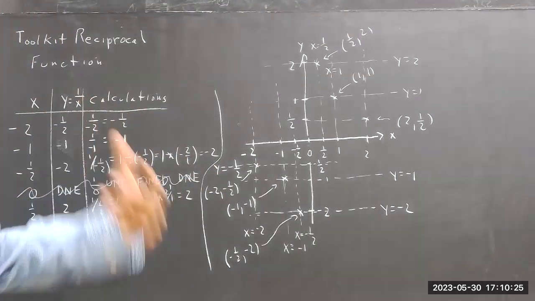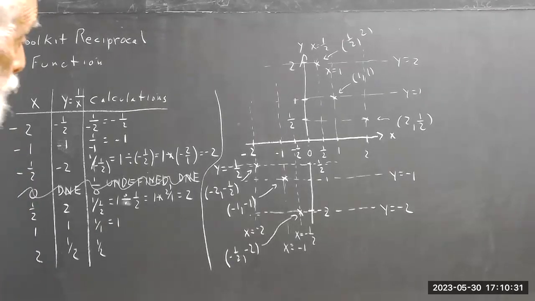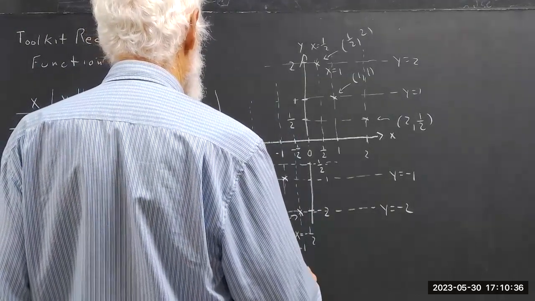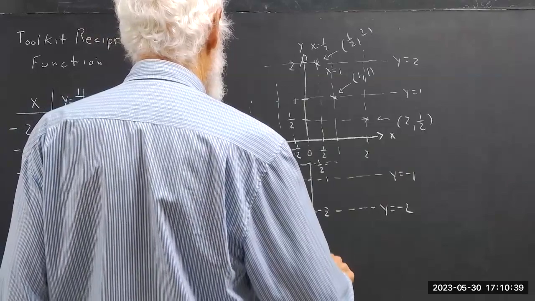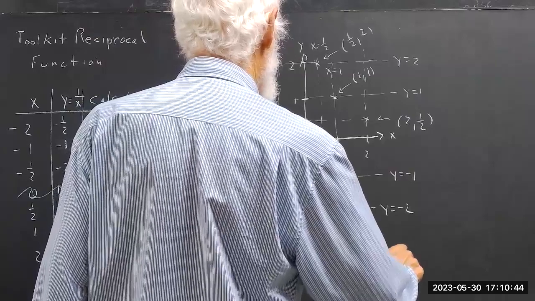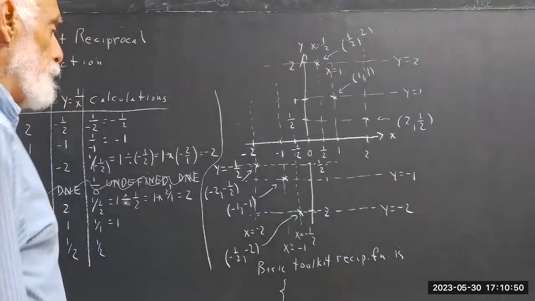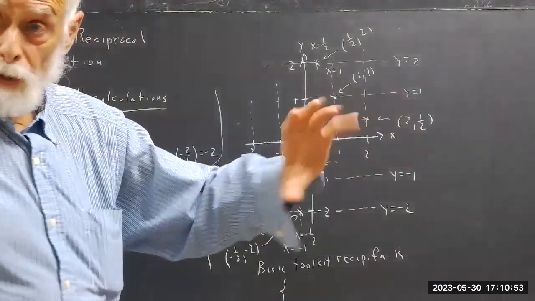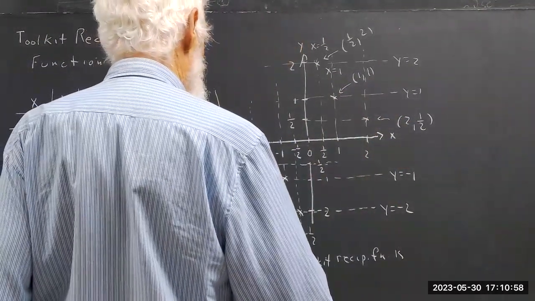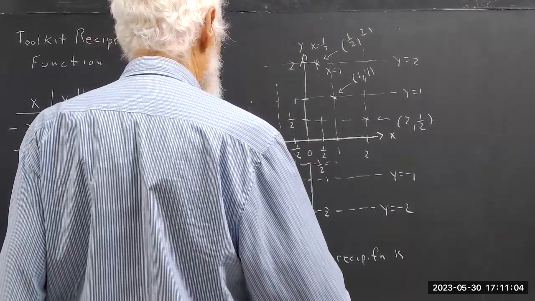Okay, this is the graph of the basic toolkit reciprocal function. The basic toolkit reciprocal function consists of a set of points. There are 6 points. That's it. That is the basic toolkit reciprocal function, the way I define it in my course. It's not a universal definition, but I think it's useful.